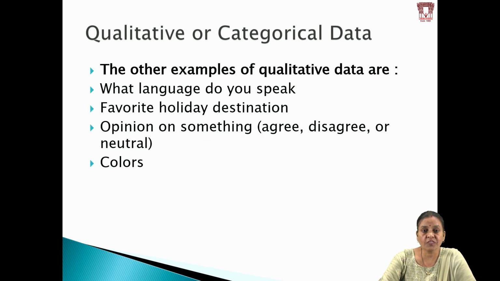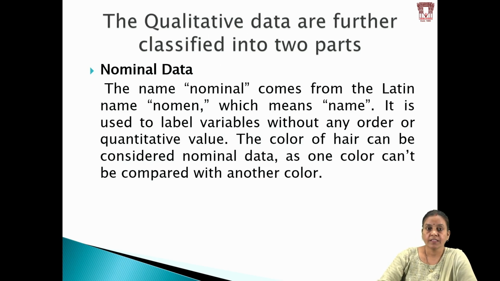Now let us go through some examples of categorical data. What language do you speak? That is one example. Favorite holiday destination, opinion on something, colors. These all come under qualitative or categorical data. When we go to the diagram, the qualitative data is further categorized as nominal data and ordinal data.